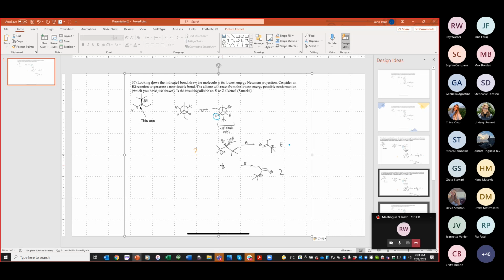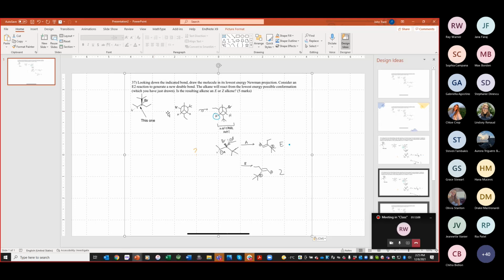Okay, this is Melitza's question. So the question was, looking down the indicated bond, draw the molecule in its lowest energy Newman projection, consider an E2 reaction to draw the new double bond. The alkene will react from the lowest energy possible conformation, which you've just drawn. Is the resulting alkene E or Z? So what this relied on is you drawing a Newman projection.